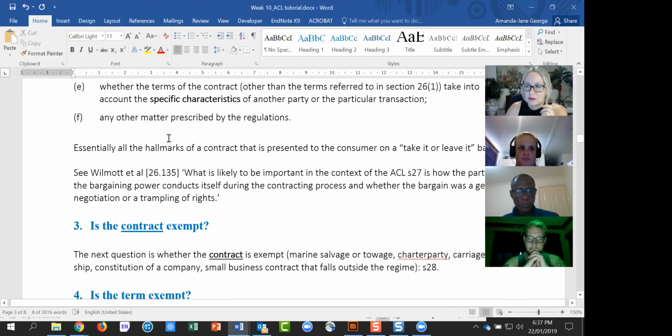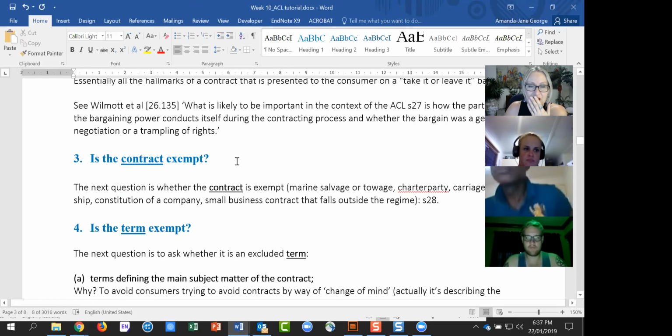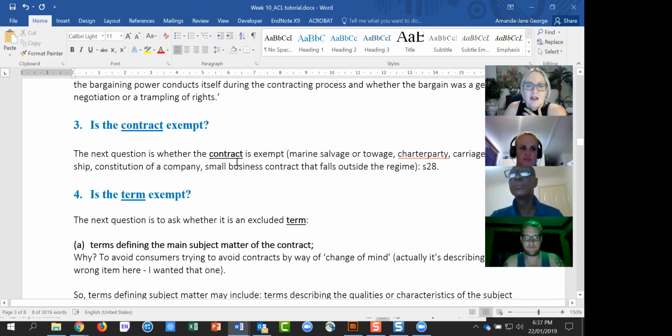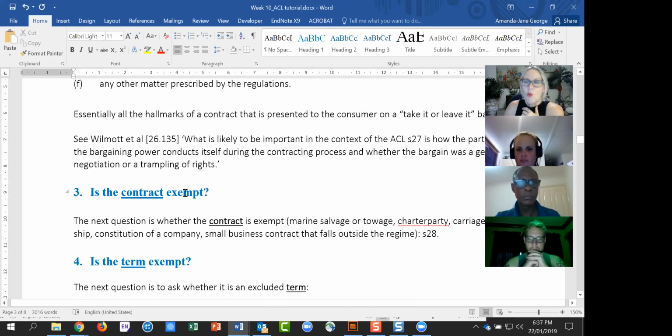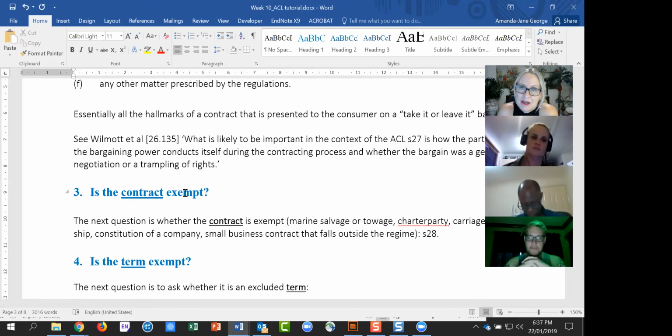Subject matter? Upfront price? Is this ringing bells? Sorry. Terms defining the main subject matter. Now, let me pop down here again. Why can't you complain about a term describing the contract subject matter as being unfair? Why is that outside the regime? I want you to think about this.